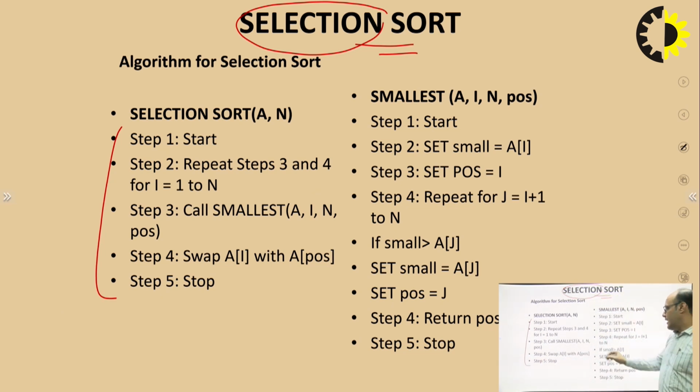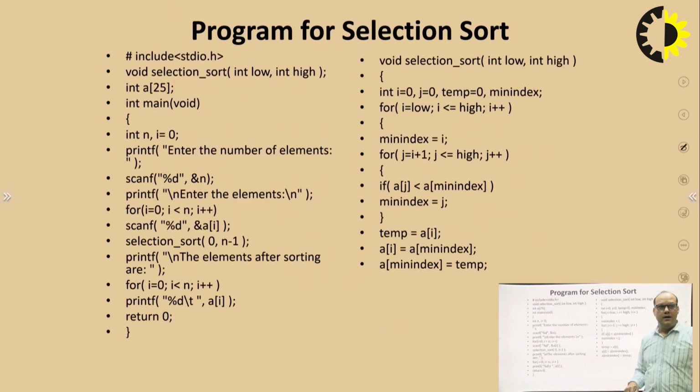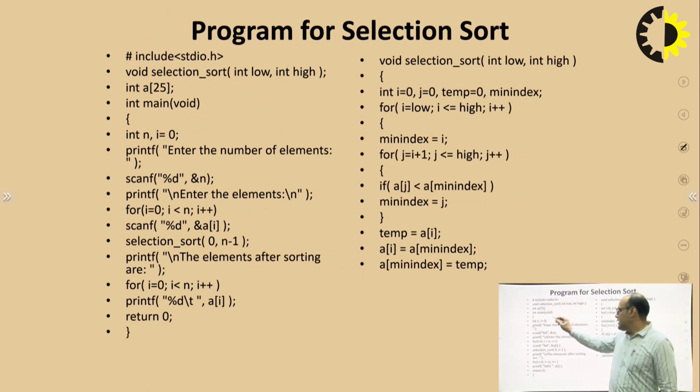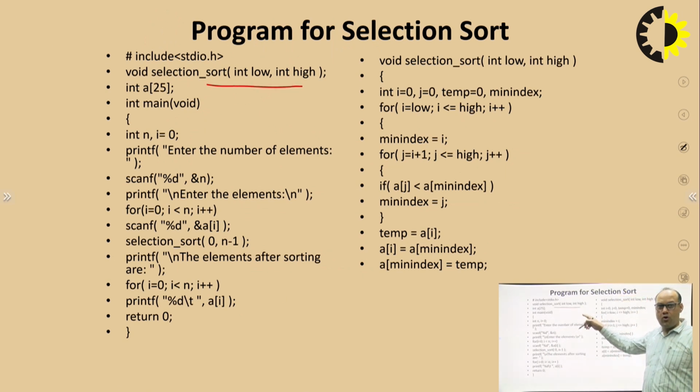Okay, and this algorithm finds the smallest element. For this, I have written a small procedure here, which finds the smallest element from the given list. And this is the program of selection sort in C. The same procedure will be called here. This is how the same procedure that I have explained has been represented with the help of a C program.